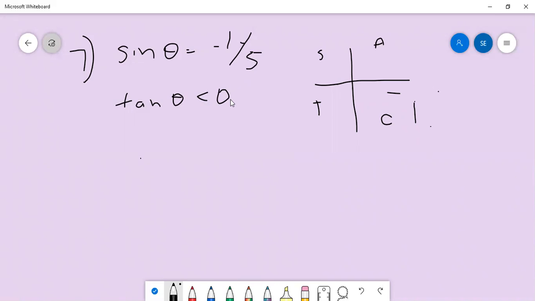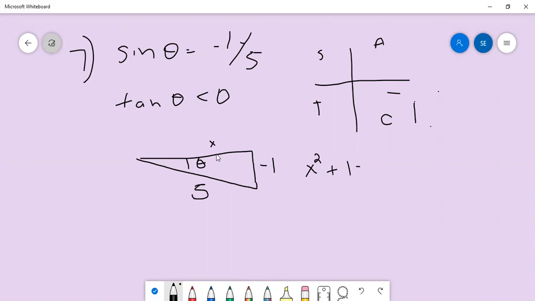So I like to draw triangles. This is -1/5 is sine of theta. So this is theta. This is -1, and our hypotenuse is 5. So in quadrant 4, our cosine is going to be positive. But to find our cosine, we need our adjacent, so we need this side. If this is x, we have x squared plus -1 squared is 1 is equal to 5 squared is 25. So x squared is equal to 25 minus 1 is 24. X is equal to the square root of 24.